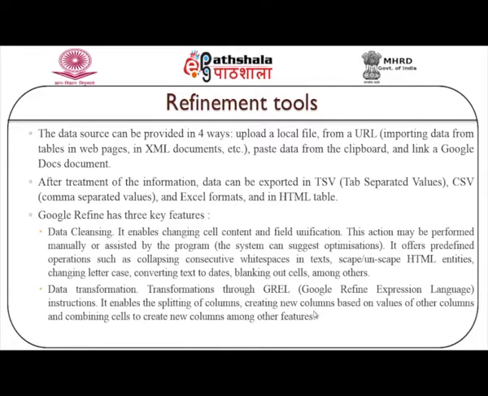The data source can be provided in four ways. In the case of Google Refine, we can upload a local file, or import data from a URL, from web pages, paste the data from the clipboard, or link a Google Docs document. After treatment of information, the data can be exported in TSV, that is tab separated values, CSV, that is comma separated values, Excel formats, and an HTML table.